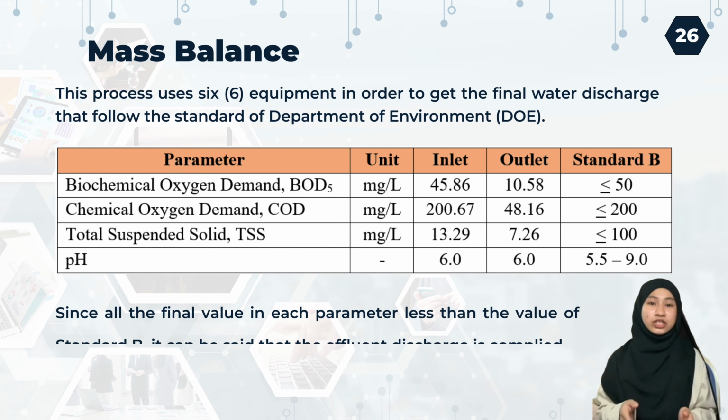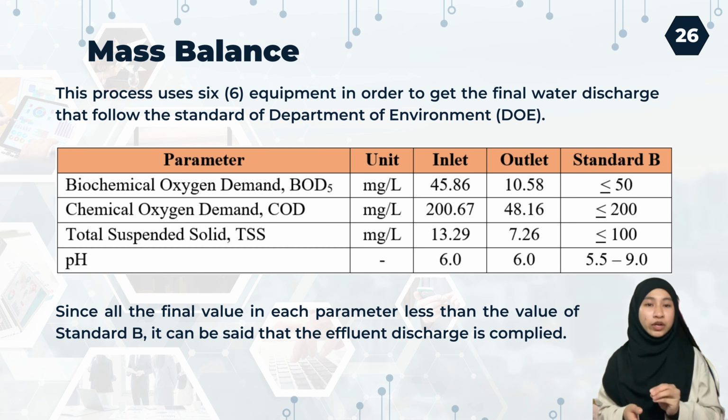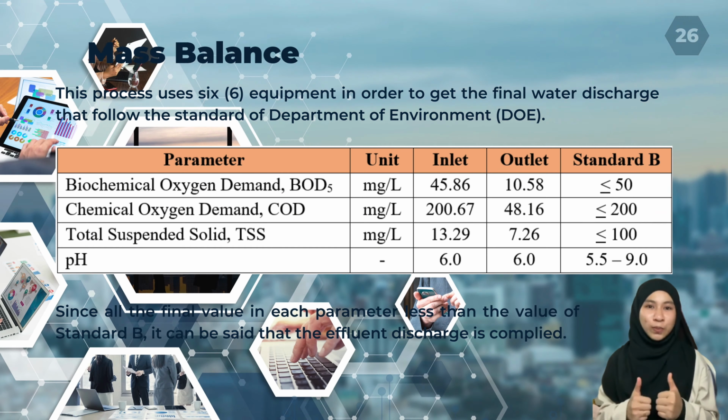The summarization table of effluent is compared with the value fixed in Standard B by the Department of Environment, DOE. The values of BOD, COD, and TSS are 10.58, 48.16, and 7.26 mg per liter, which is less than the Standard B indicator. Since all the final values in each parameter are less than the value of Standard B, it can be said that the effluent discharge is compliant.